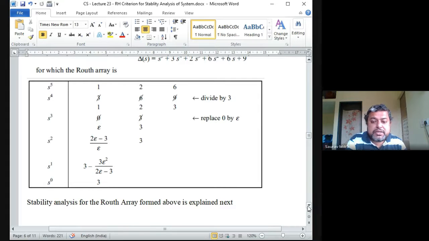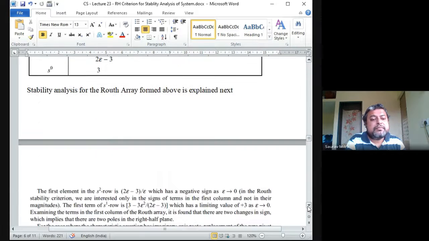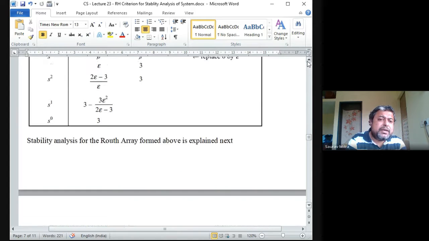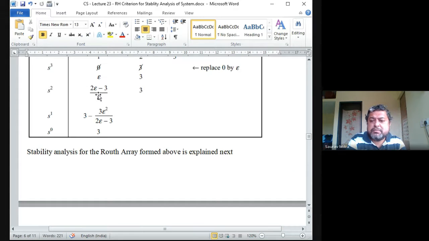Okay. So let us see what is the logic. The first element in the s square row, 2 epsilon minus 3 divided by epsilon, which has a negative sign, sigma tends to 0. So what you have to do is, in these two elements, 2 epsilon minus 3 by epsilon, assume epsilon tends to 0. If you do that, what you will find is the numerator value is becoming minus 3.